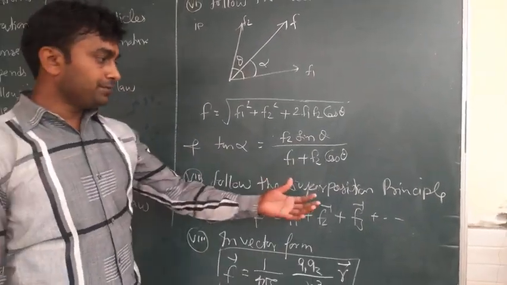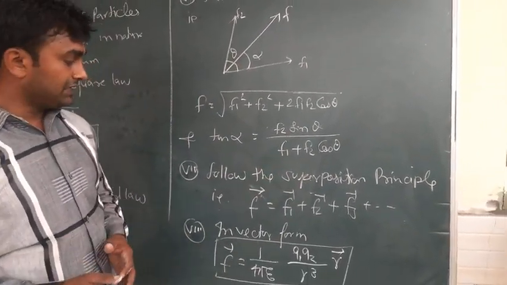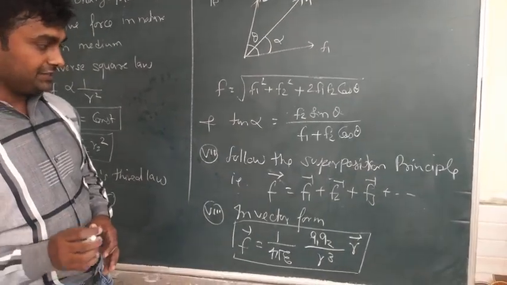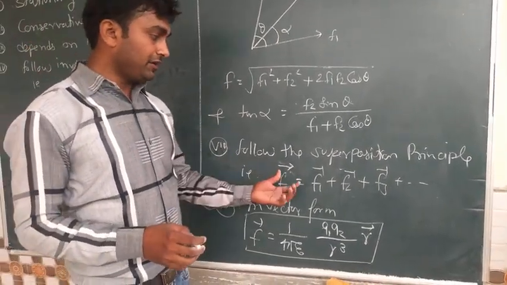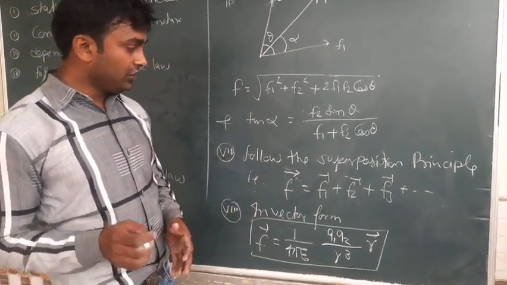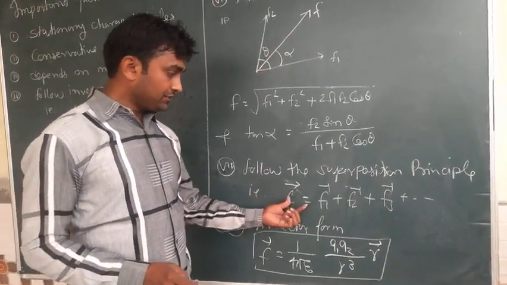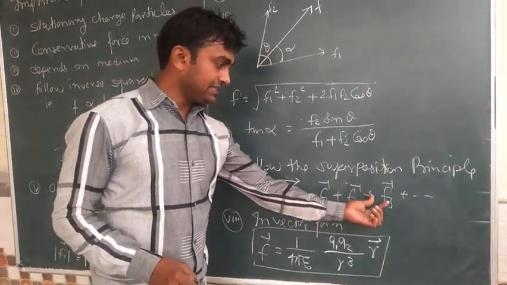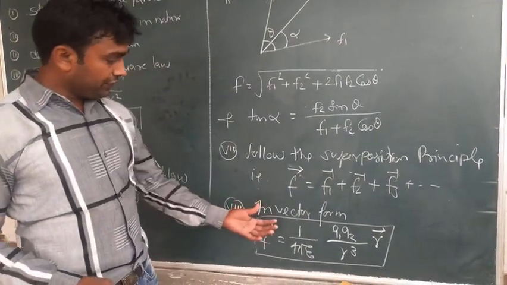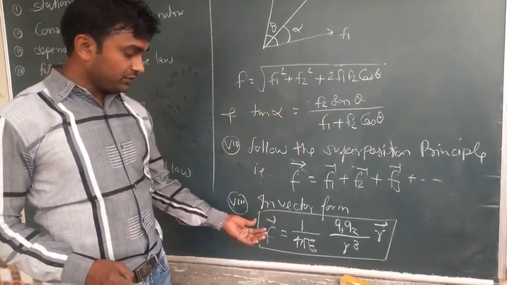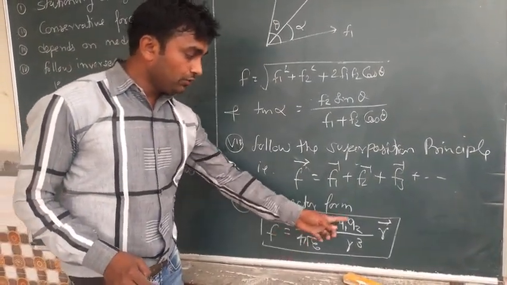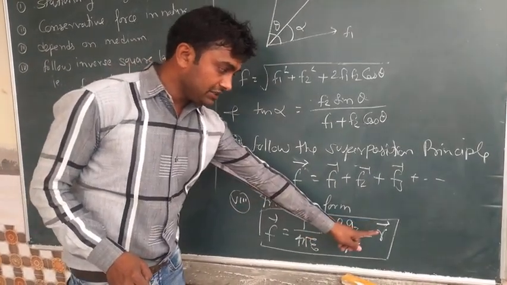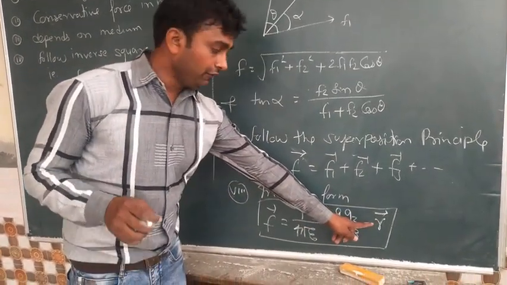Follow the superposition principle. According to the superposition principle, the total amount of force acting on any charged particle is equal to the vector sum of all the forces acting on the charged particle. Then F is equal to F1 plus F2 plus F3, etc. In vector form, we can write the force F is equal to 1 upon 4 pi epsilon 0 Q1 Q2 upon r cube times the vector r, which defines the direction of force.